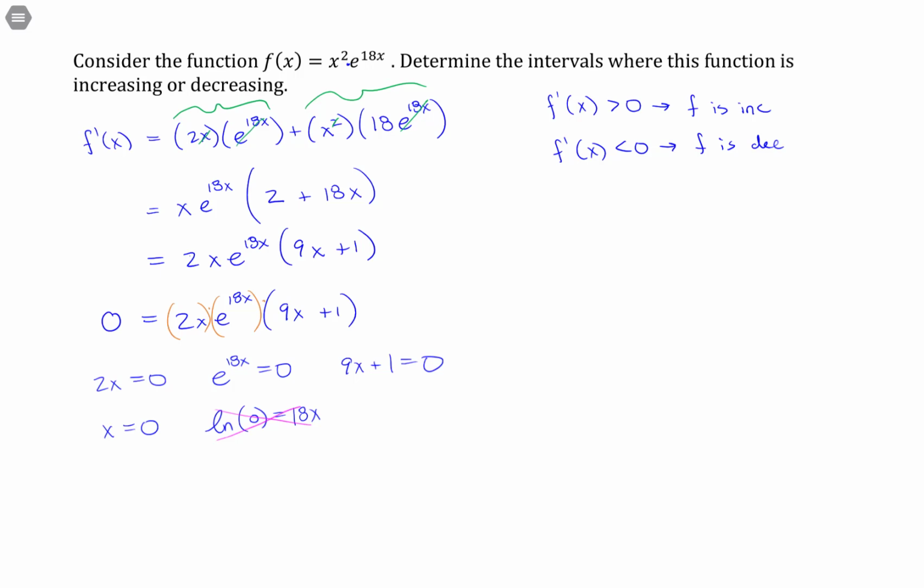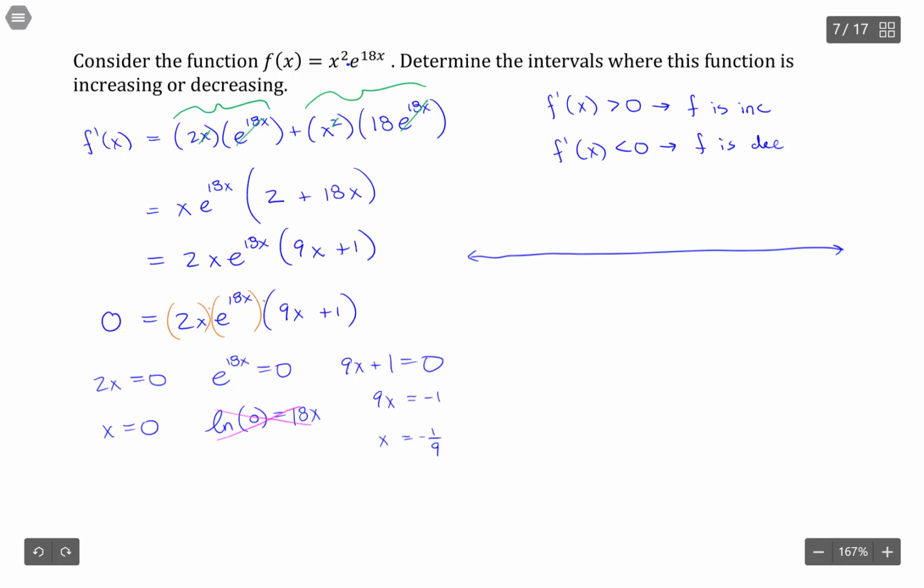Another way to think about that is exponential functions approach 0, but they never actually equal 0. You have a horizontal asymptote at 0. So that's another way to think about it if you want to save some time. Solving the last one, since that is linear, I could write 9x equals -1, or x equals -1/9. So that gives me two critical values here.